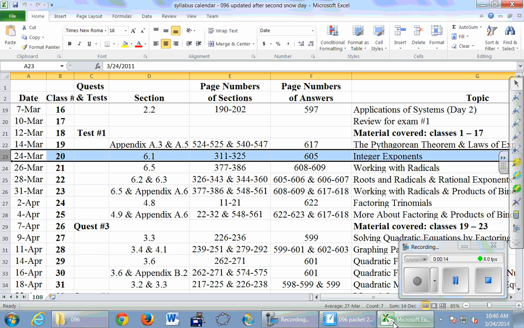So just a reminder, it's been a while, but last class, which was like a week and a half ago, we talked about the Pythagorean theorem, and we talked about some laws of exponents, and there was a chart with 5 rules in it applying to exponents. Today we talk about integer exponents, and in particular negative exponents is the heart of today's lesson.